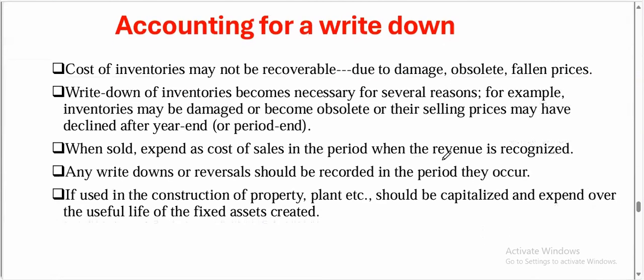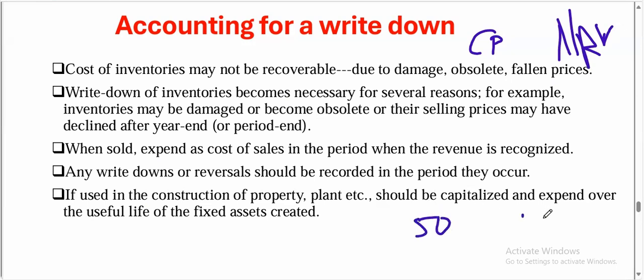Let's look at accounting for write down. What do we mean by write down? There's an inventory write down when the cost is greater than the NRV, the net realizable value. Let's say we measure inventories at the lower of cost and the net realizable value. Let's say the cost is 50, net realizable value is 40. In our books, we use the lower, which is the 40. There's a write down; the value of the inventory has gone down.